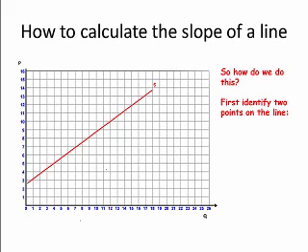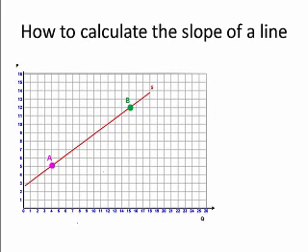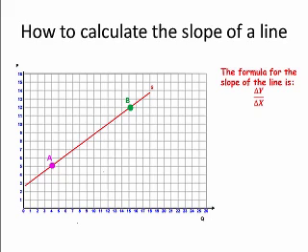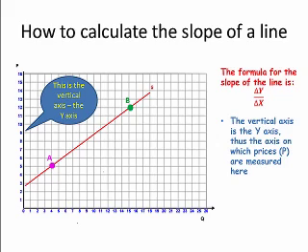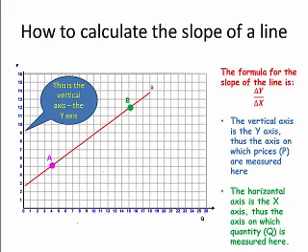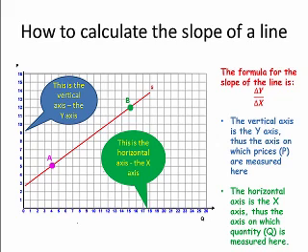First, identify 2 points on the line. It can be any 2 points. We identify point A and point B. The formula for the slope of the line is change in y divided by change in x. The vertical axis is the y-axis, thus the axis on which prices, P, are measured here. The horizontal axis is the x-axis, thus the axis on which quantity, or Q, is measured in this diagram.